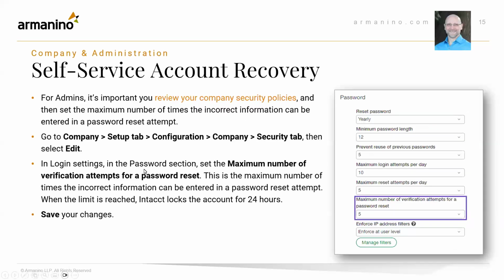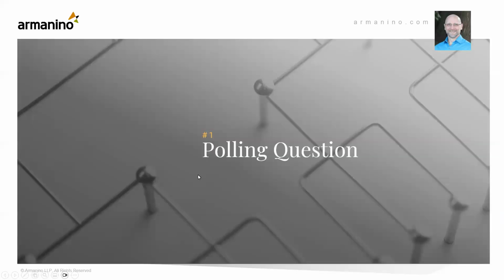And the other consideration, if you are an admin, and this is something you should probably be doing anyway, is just periodically reviewing your security settings in Sage Intacct. And you do that by going to Company, the Setup tab, Configuration, click on Company, Security tab, and then don't forget to click Edit. That'll open up these passwords, and there's a security tab on there that you click on. And then you can set not only the maximum number of verification attempts for a password reset, but other things as well. And then, of course, don't forget to click Save. Don't want to lose those changes.